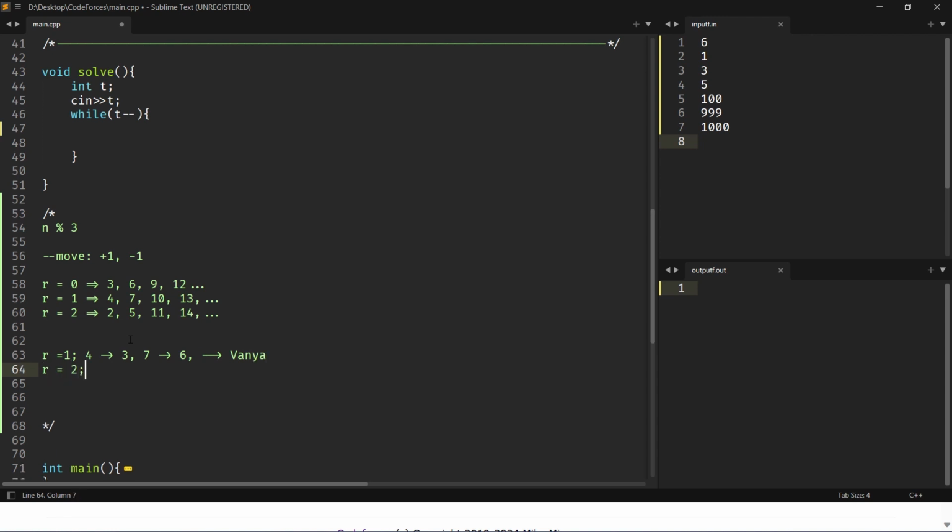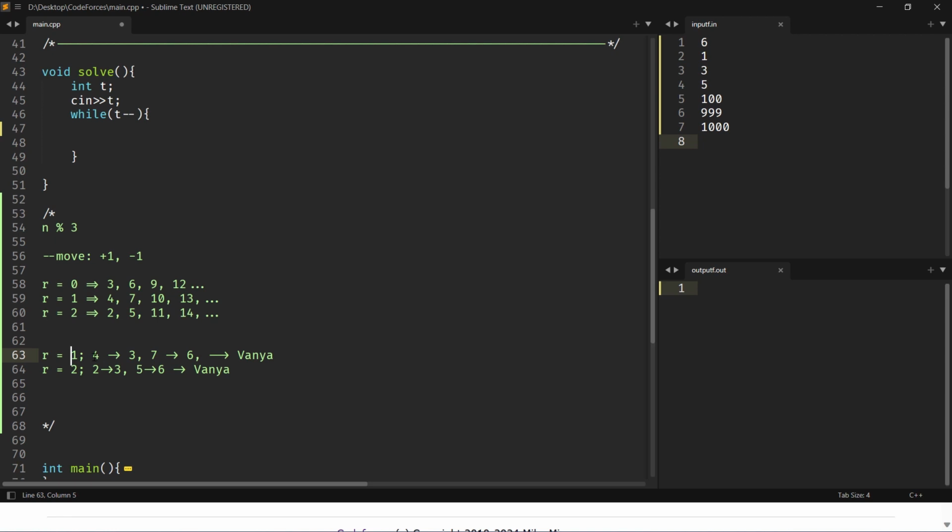Let's take an example of remainder 2. For example, 2. Vanya can just increment it by 1 and it becomes 3, so Vanya wins. If the number is 5, you got the point: he can just add 1 to it and it becomes divisible by 3. So Vanya wins. It's not difficult to observe that if n leaves a remainder of 1, we can just decrement it.